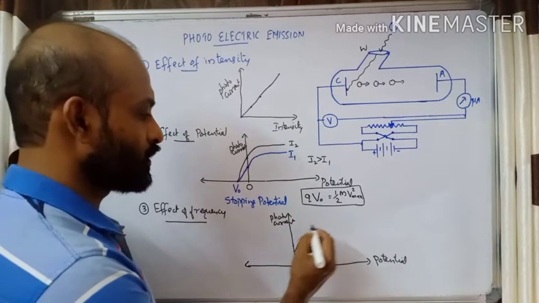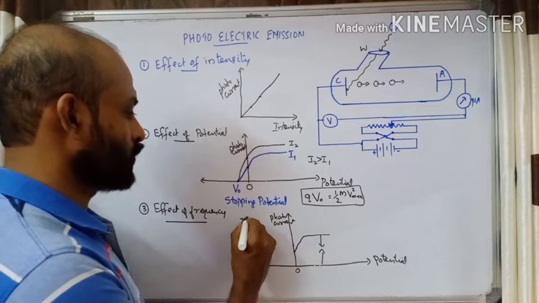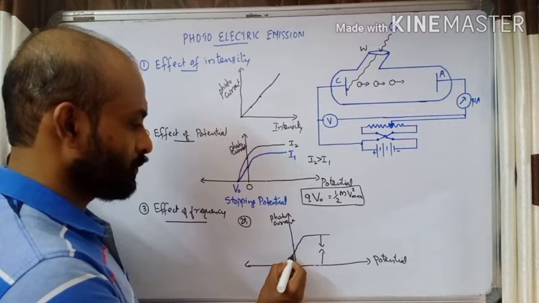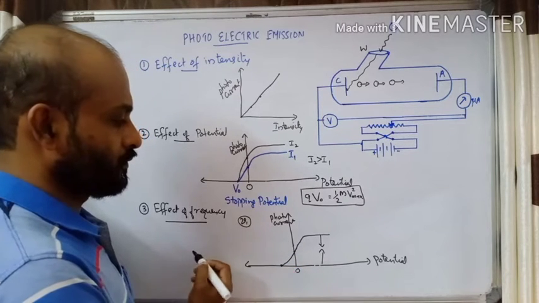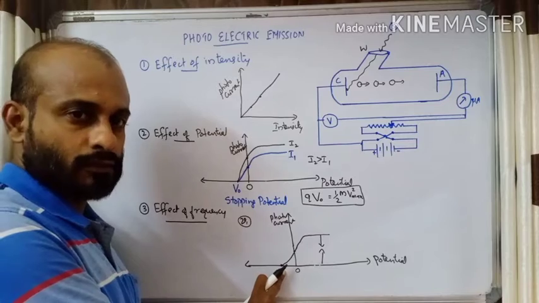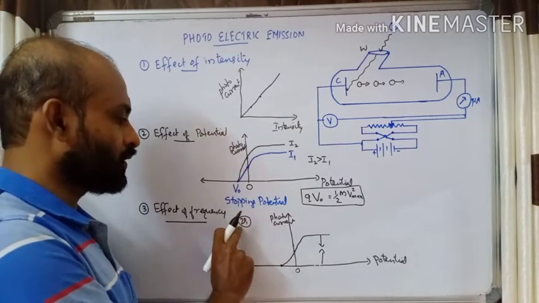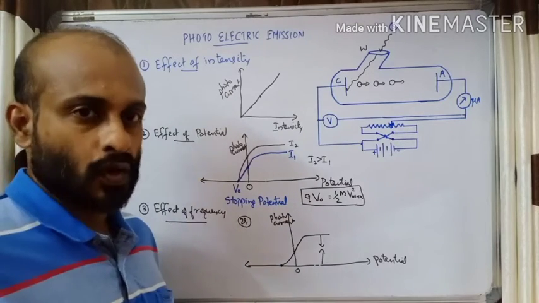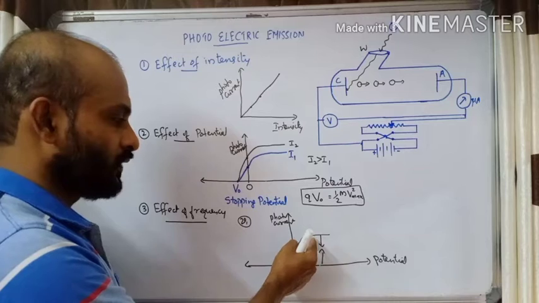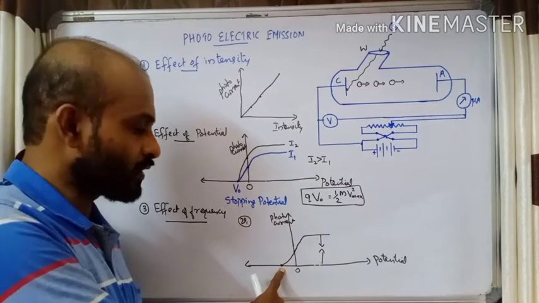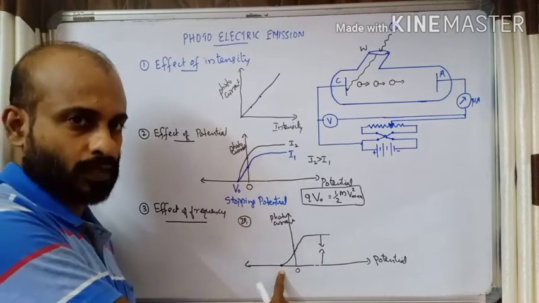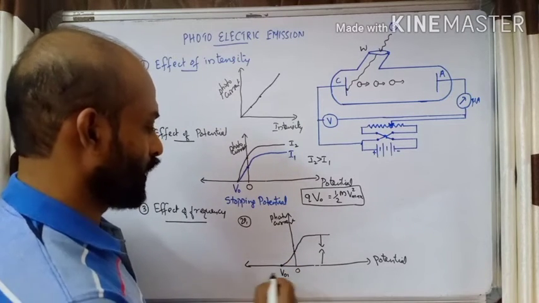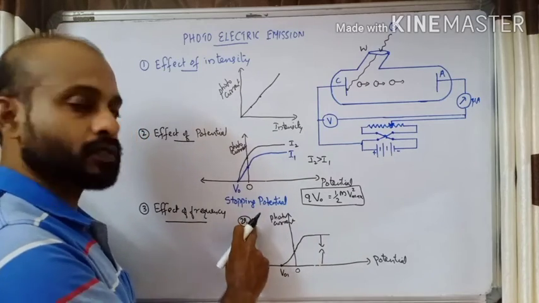Let me say frequency is a new one. For the frequency nu 1, we apply the reverse potential, and it is observed that at a particular potential the current becomes 0. This is our stopping potential. Light of a particular frequency nu 1 is falling on the surface, and the intensity remains constant. We vary the potential, and when we reduce it, at a particular potential, called the stopping potential, the current stops. I will name this potential V01, the stopping potential corresponding to frequency nu 1.